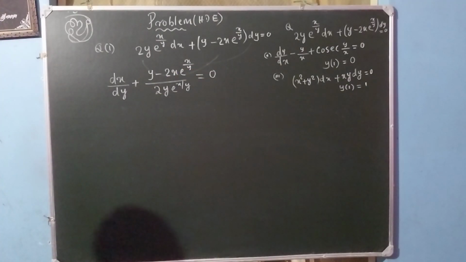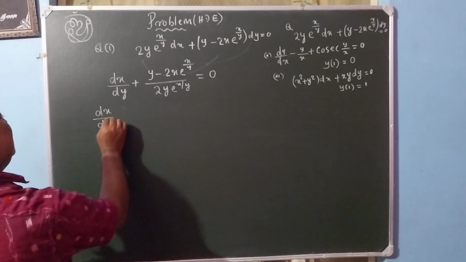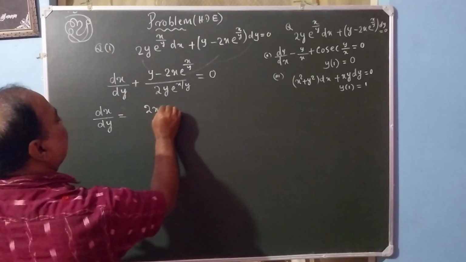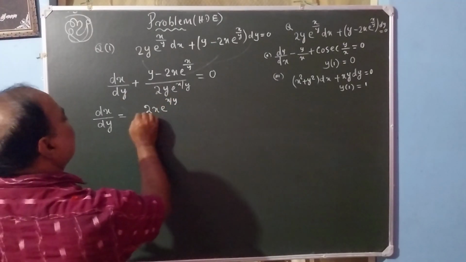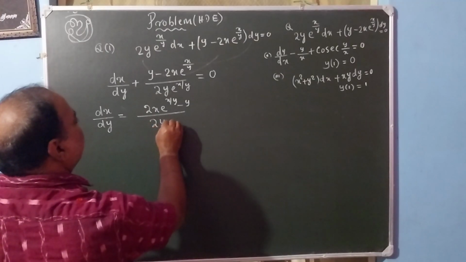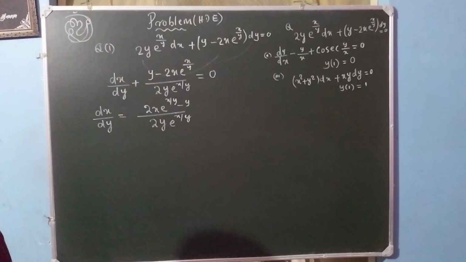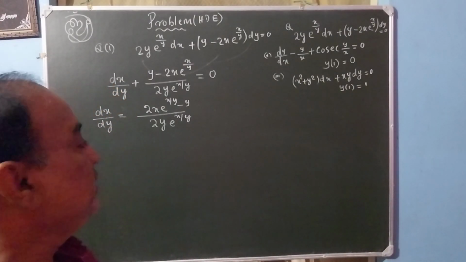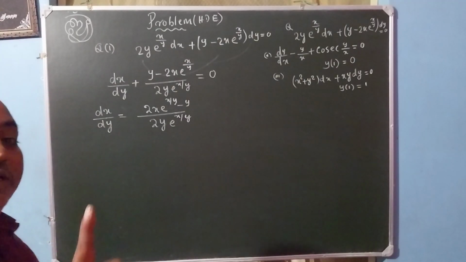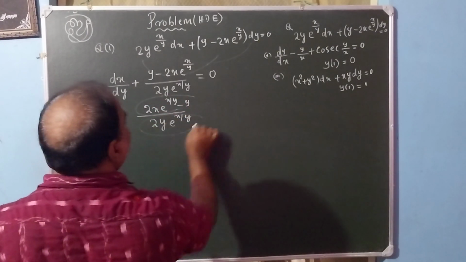Okay, so this can be written as dx by dy is equal to (2x e to the power x by y minus y) divided by 2y e to the power x by y. First of all, we have to check whether this is a homogeneous differential equation, with M(x,y) and N(x,y).